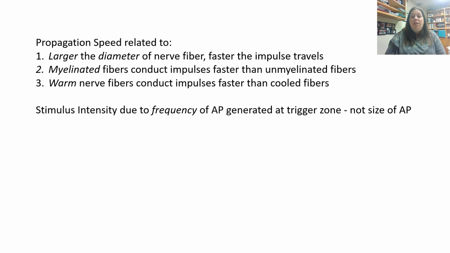Now, propagation speed is also going to be related to how large the diameter of the nerve fiber is. The larger it is, the faster the impulse will travel. Think about a water hose versus a fire hose. Both of them are there to deliver water, but the fire hose is a lot bigger in diameter, and so the water is going to come out a lot quicker with a lot more force, whereas in the garden hose, it's not going to. So the larger the diameter, the faster the impulse. We already talked about the myelinated fibers. If they're myelinated, it's faster versus if it's unmyelinated. And also, warm nerves are going to conduct impulses faster than cooled nerves.